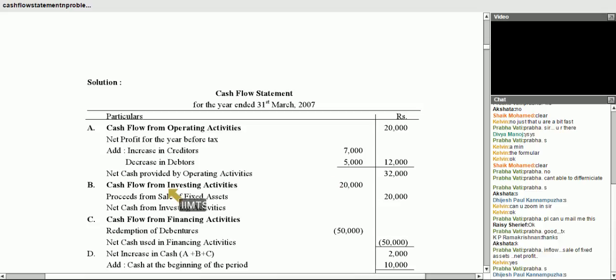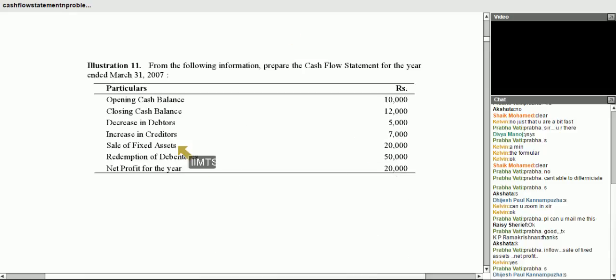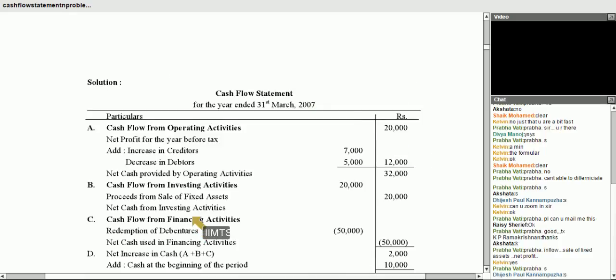Okay. Next is cash flow from investing activities. We have invested 20,000 rupees and proceeds from sale of fixed assets is also 20,000. So sorry, in cash flow from investing activities, we have received 20,000 rupees from sale of fixed assets. As you can see, sale of fixed assets is 20,000 rupees, third last. Right, so this comes in investing activities. So the total net cash flow for investing activities is 20,000.